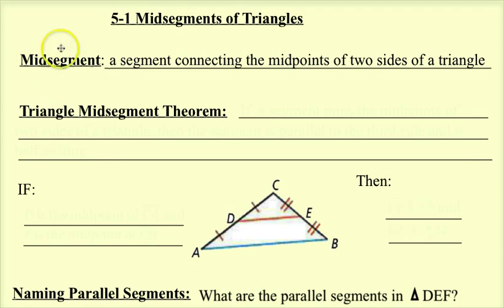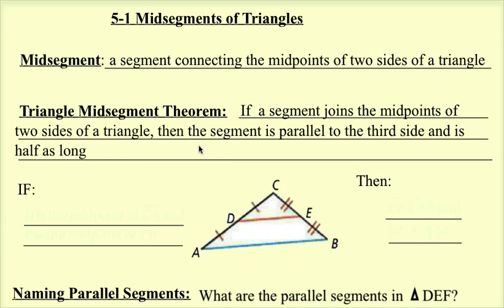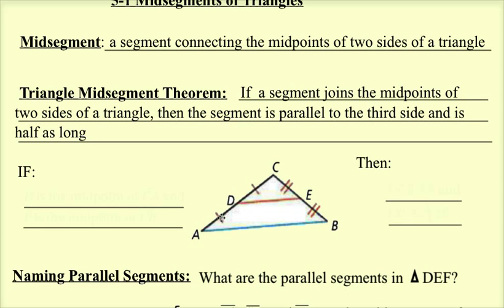So when you think of midsegment, you see MID in midsegment, it's a segment connecting the midpoints of two sides of a triangle. And then we're going to learn the triangle midsegment theorem. The triangle midsegment theorem says if a segment joins the midpoints of two sides of a triangle, then the segment is parallel to the third side and is half as long. So a segment joins the midpoints of two sides of a triangle. That segment is parallel to the third side and is half as long as the third side.